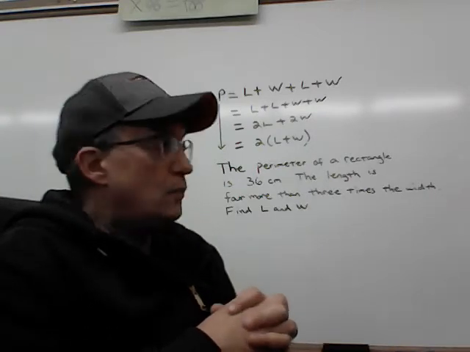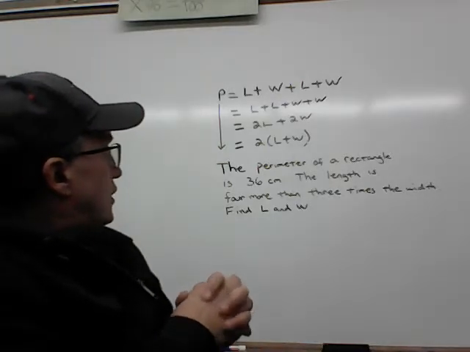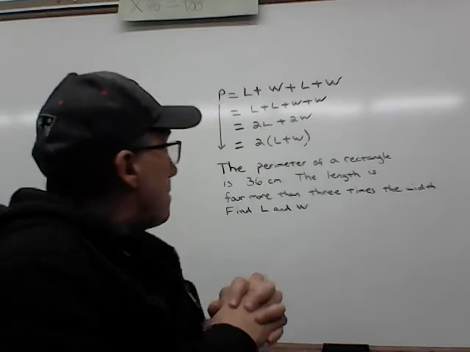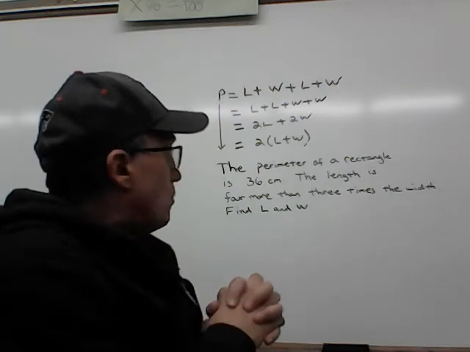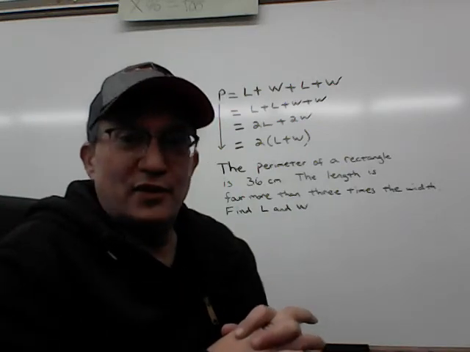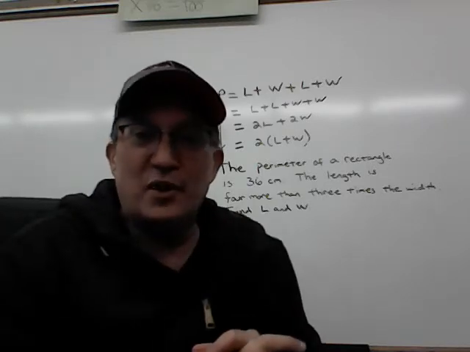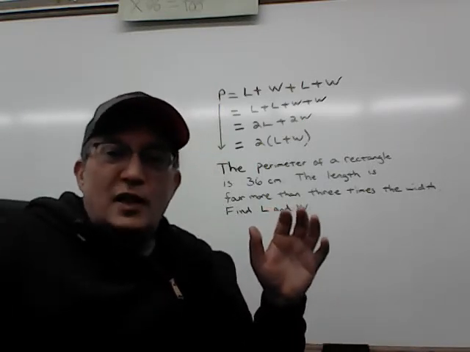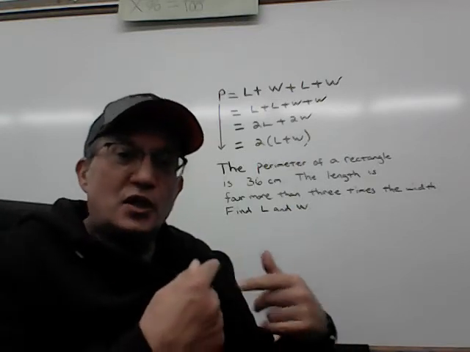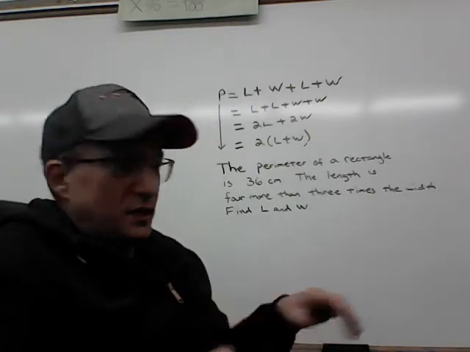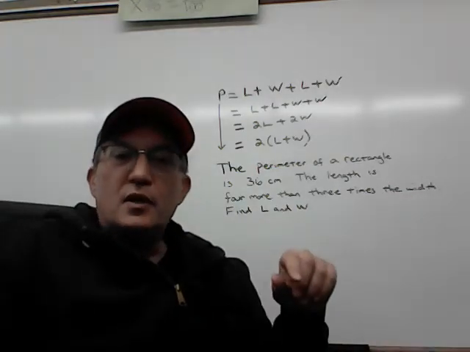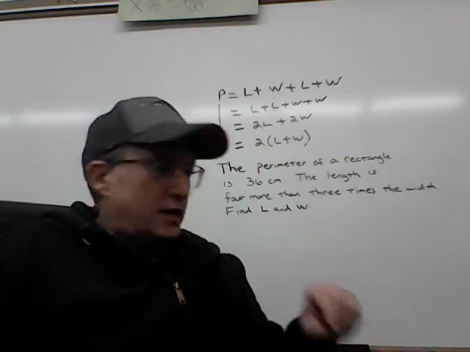So our first one tells us that the perimeter of a rectangle is 36 centimeters. The length is 4 more than 3 times the width. Find the length and width. Well, you probably realize that the additional complexity of this problem is in this phrase, 4 more than 3 times the width. But you should be able to handle that.